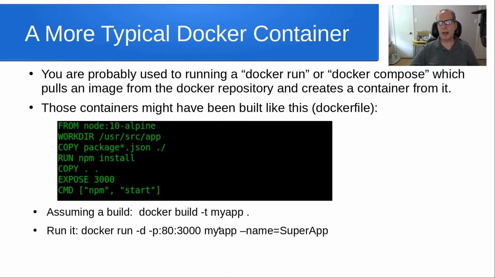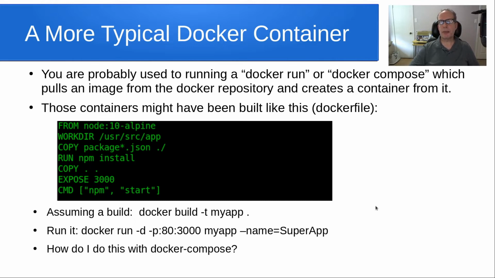And then it says use the image called myapp, and that came from that build command. And then this is a double dash. I know it doesn't look like it, but it's a --name equals superapp. And basically that says when I do a docker ps, I'm going to see a Docker container called superapp, and it will say that it was built from the image called myapp.